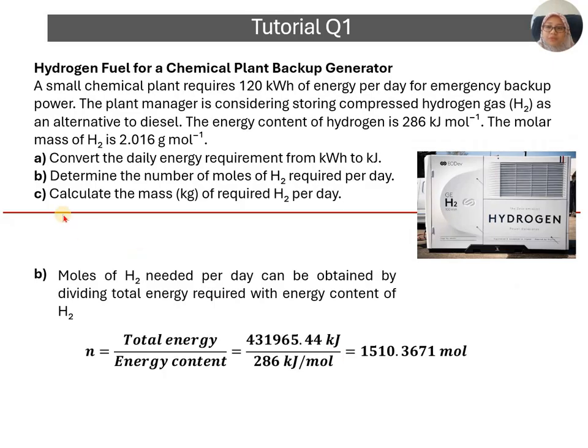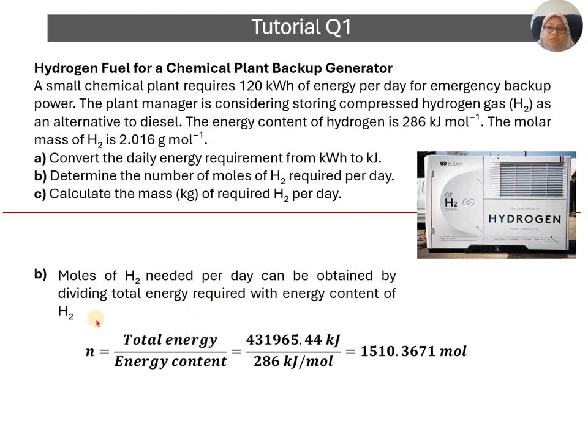B, determine the number of moles of hydrogen required per day. For all engineering problems, you have to think of the logical way on how to obtain the answer. Most of the time, the formulas are not given, but logically thinking, if you are given the total energy, which is 120 kilowatt hour, and also the energy content, the unit is kilojoule per mole.